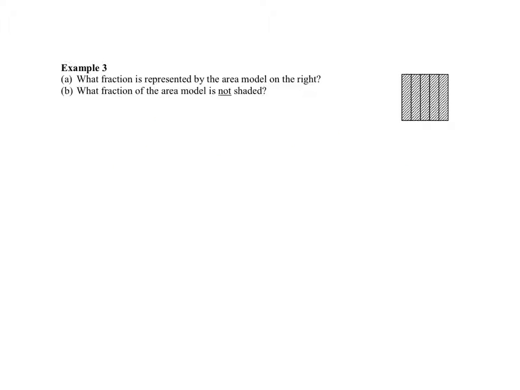Now, if we look at another example, it asks what fraction is represented by the area model on the right. So again, we're going to count how many pieces are there in this loaf of bread. 1, 2, 3, 4, 5. So that becomes our denominator, or the bottom. And how many of those are shaded in? Well, the whole thing is shaded in. So 1, 2, 3, 4, 5 are shaded in.